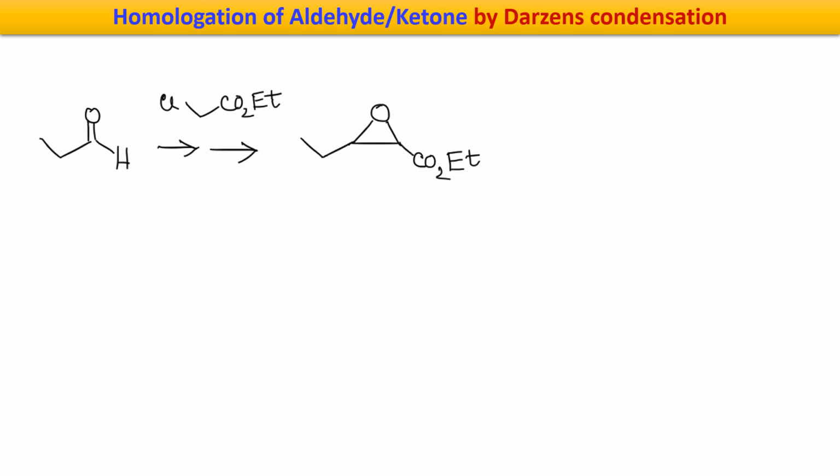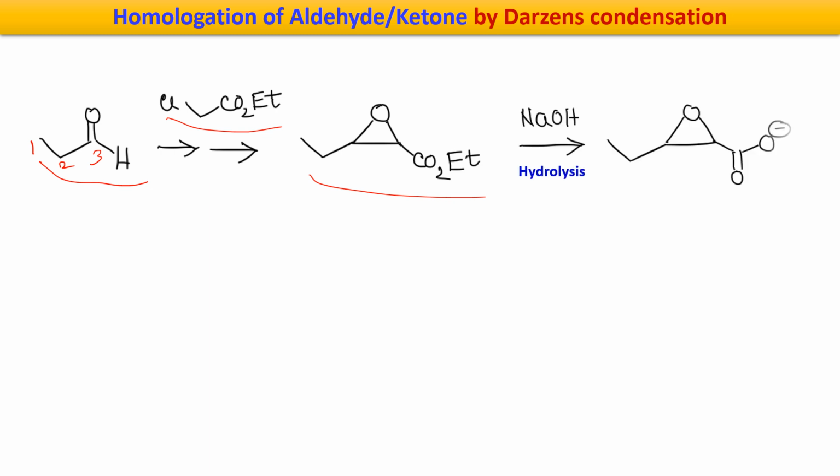Now as application, we will see homologation of aldehyde or ketone. This aldehyde you have already seen in the previous slide, how in presence of this alpha haloester we get this compound as the product, alpha beta epoxy ester, right? So this we have already seen in the previous slide. Now what extra things are we going to do? That will be the homologation. Homologation means carbon number will increase. Here we have 3 carbons, but ultimately we will get 4.